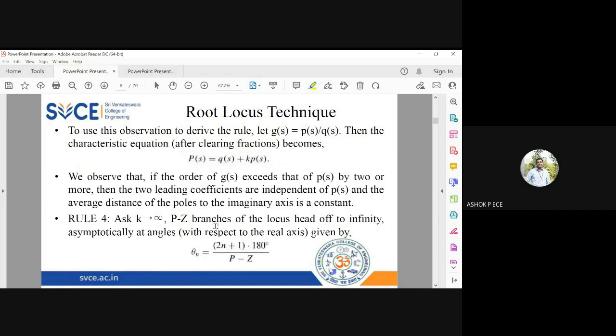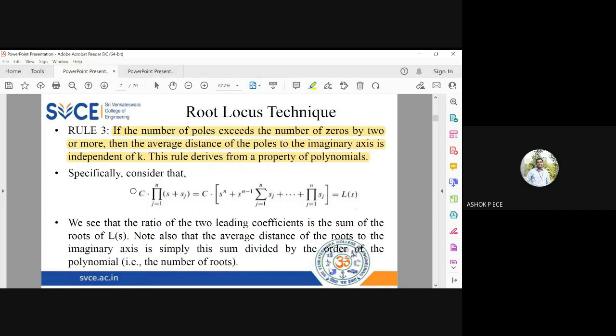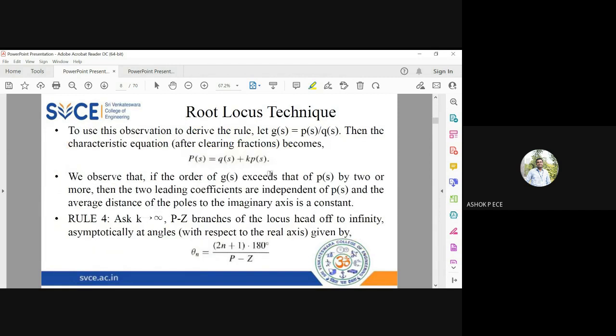So consider the polynomial which has all the powers from n to 0. This will be the polynomial. Now we will take the ratio of each leading coefficient to the sum of L of s. You're going to find the distance and see whether that is independent of k or dependent on k.